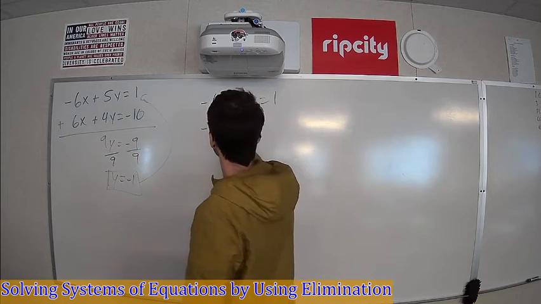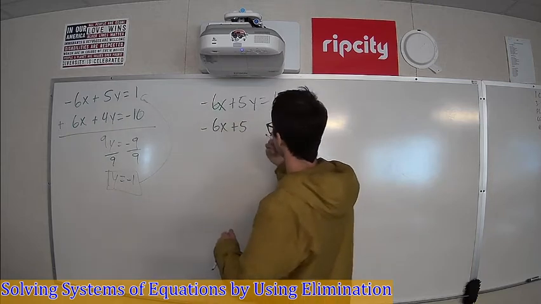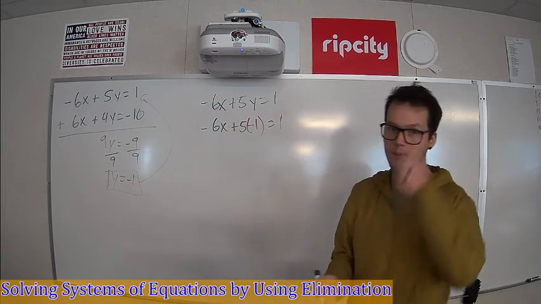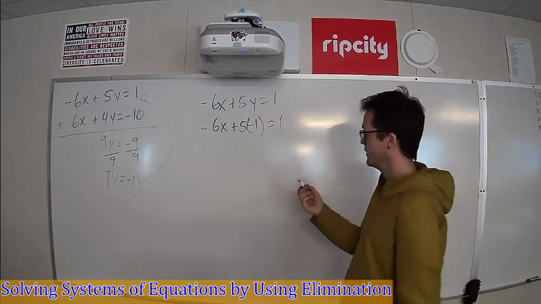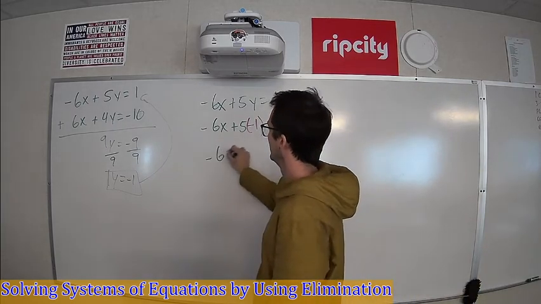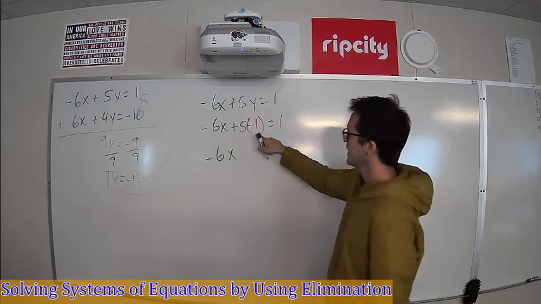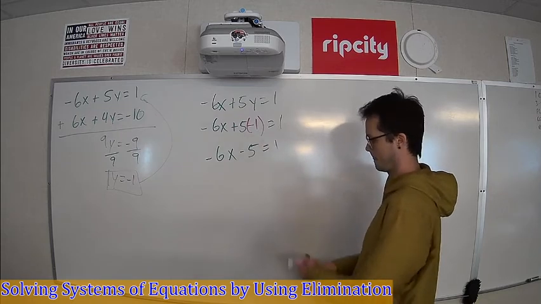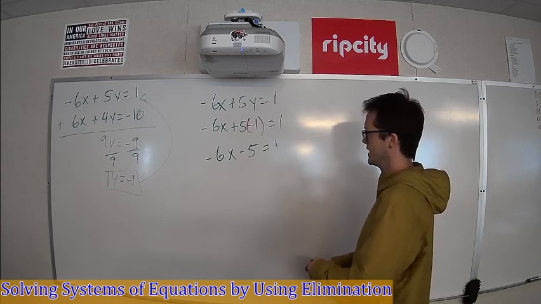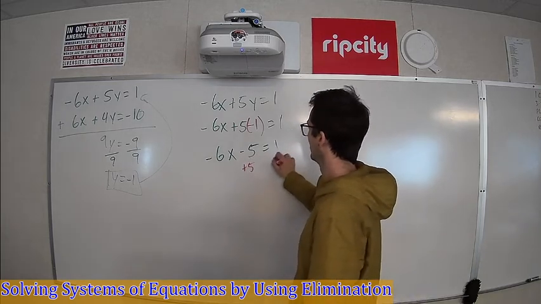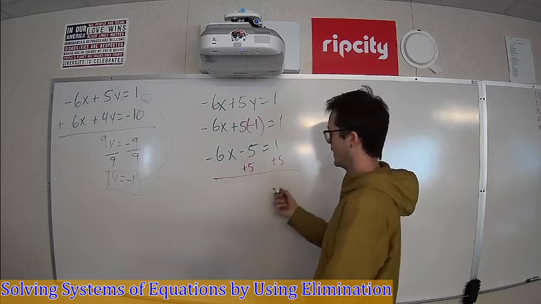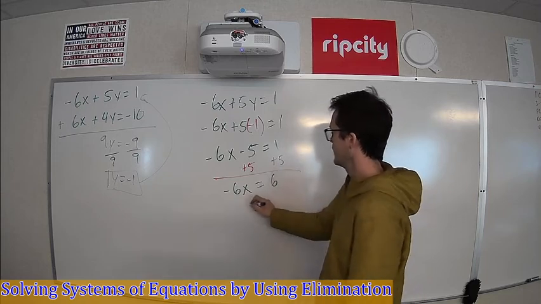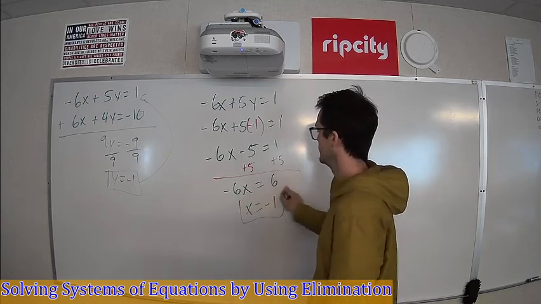So negative 6x plus 5 times negative 1 equals 1. Get our PEMDAS on, and we'll solve this equation for x. Negative 6x, 5 times negative 1 turns into a negative 5, equals 1. I'm going to add a 5 to both sides now. And we learn negative 6x equals 6. Oh, how strange. x also equals negative 1.